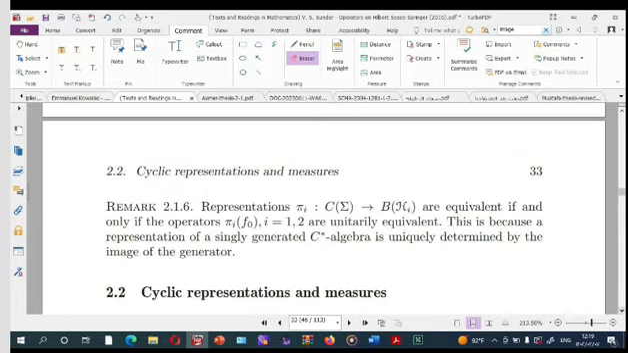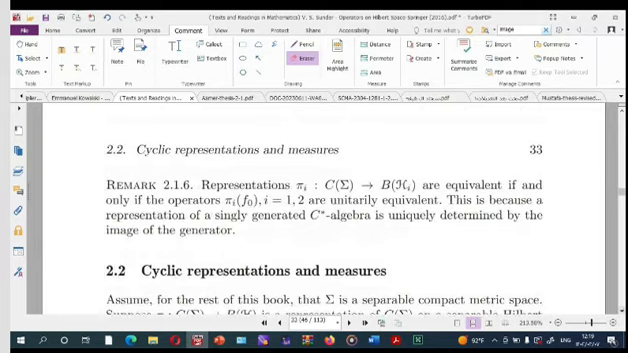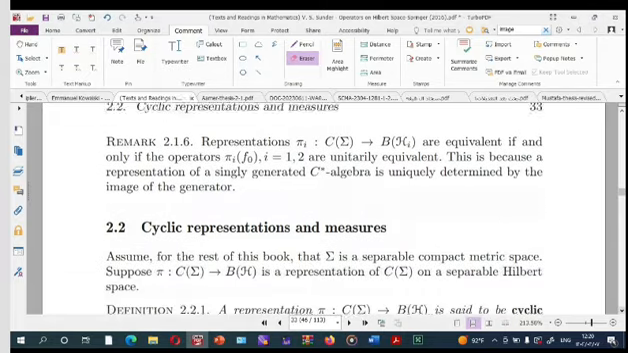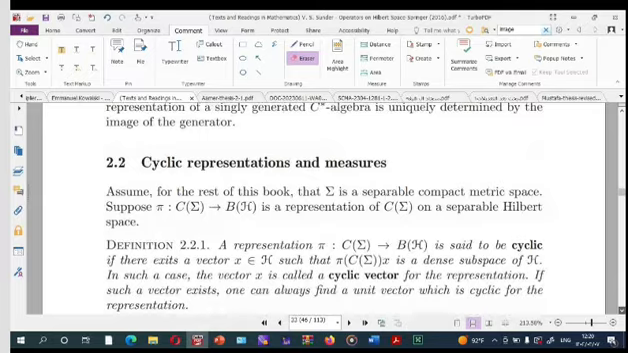Remark: representations Pi from C of sigma to B of Hi are equivalent if and only if the operators Pi of f0 are unitarily equivalent, because C of sigma is generated by the image of the generators. Okay, because representations are additive and multiplicative.